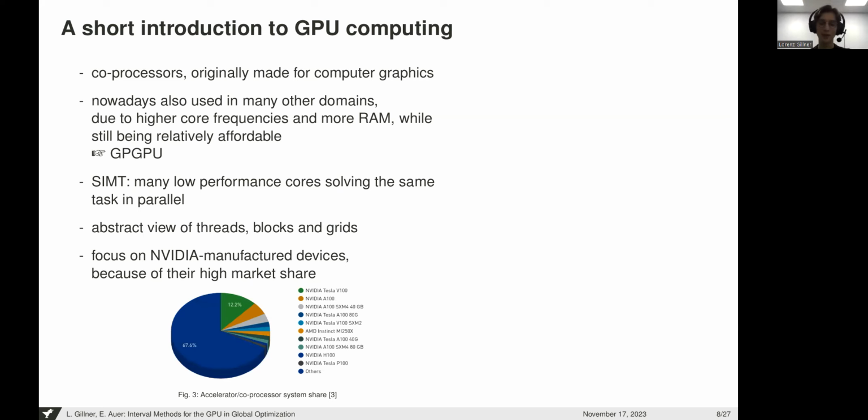So let's look again at the top 500 supercomputers. And we can see, although there are many different NVIDIA co-processors listed here, they are pretty much all the same actually. So yeah, only a fraction of high performance computers use AMD graphics cards, but that might change in the near future.